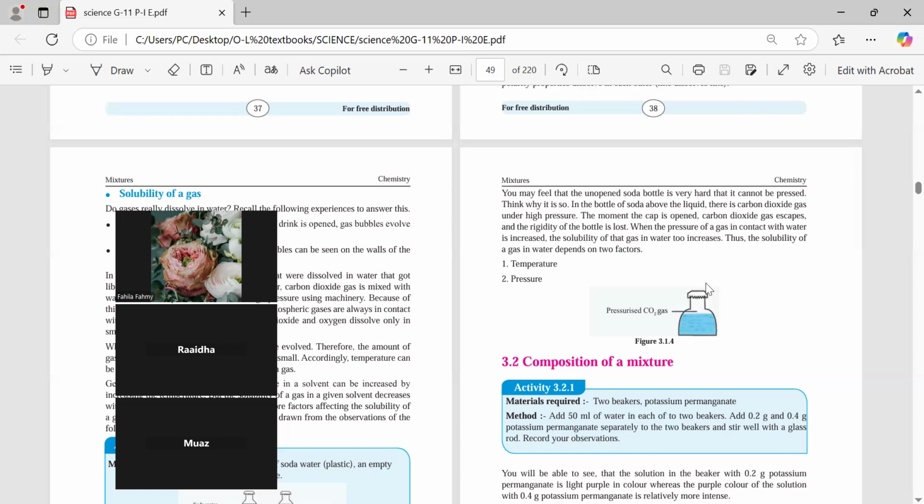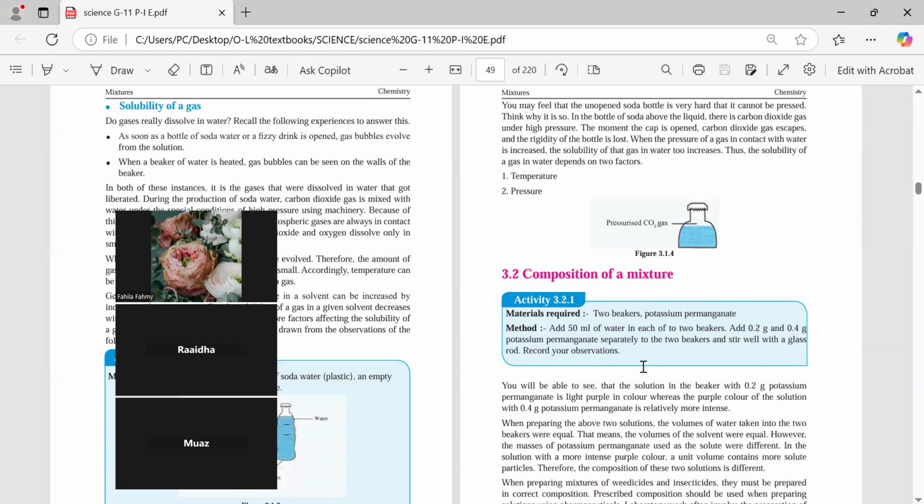When they manufacture it and close it for the first time, they pressurize the gas into the liquid. That way, it stays dissolved always until the lid is opened.